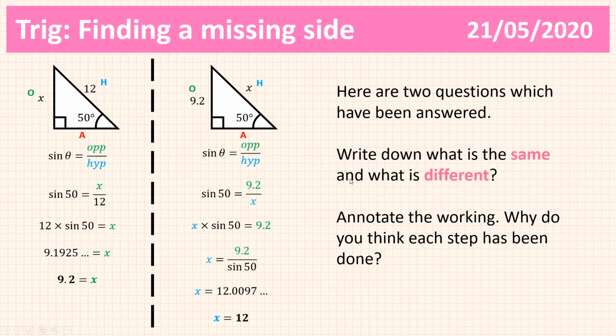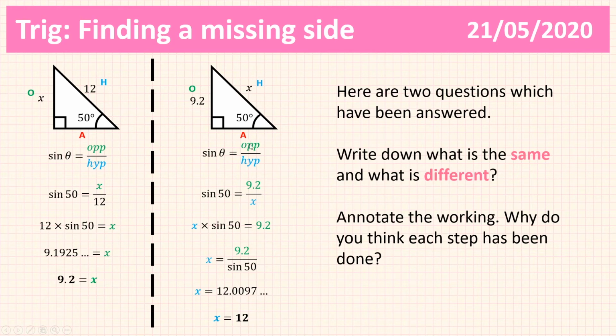So before we start doing any annotations, let's look at these 2 questions and see what's the same. Well, we can see that they are both in the same orientation, and we can see that the angle given is exactly the same. Both of them have a 50-degree angle in them, right? On the question on the right, we're missing the hypotenuse. On the question on the left, we're missing the opposite, right?